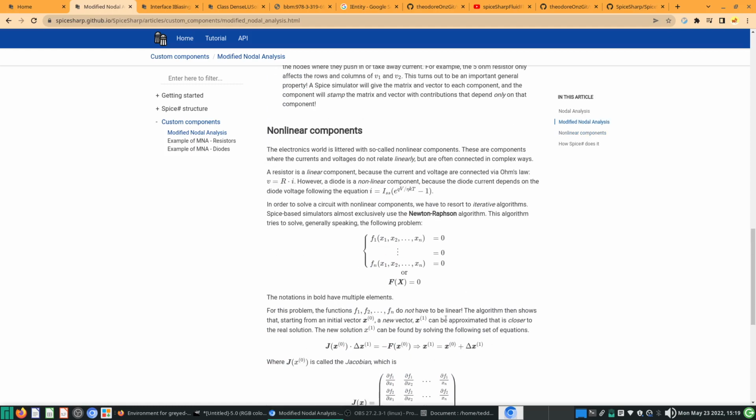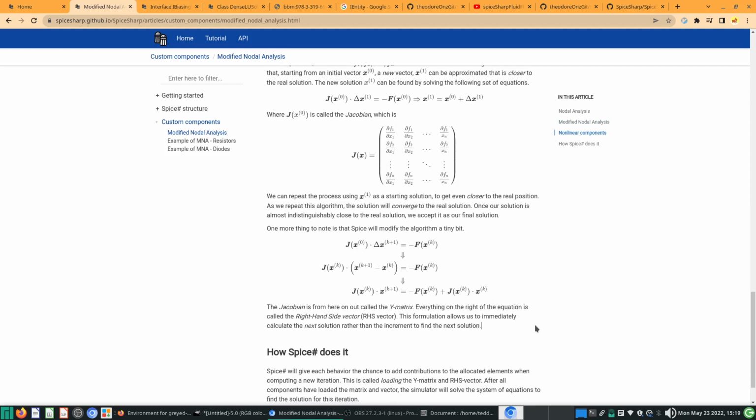But of course, if you take a look at this, you might be a little bit confused as to what is going on. Now, as for this SpiceSharp, you can see that there's some difference in the algorithm right here. Okay, the Jacobian. One more thing to note is that Spice will modify the algorithm a tiny bit.